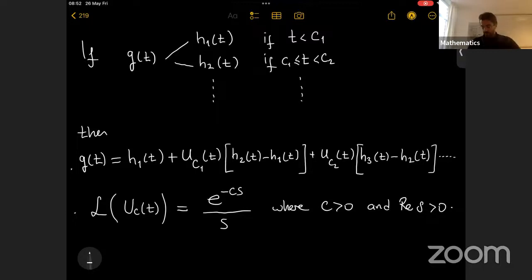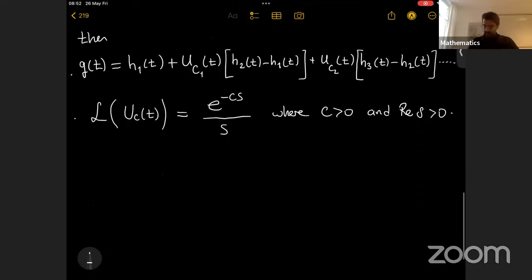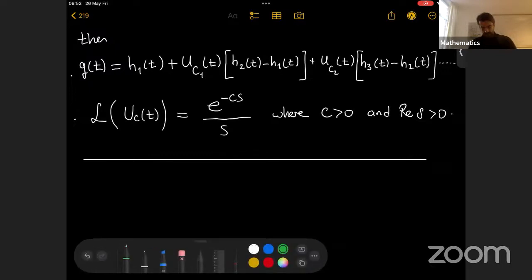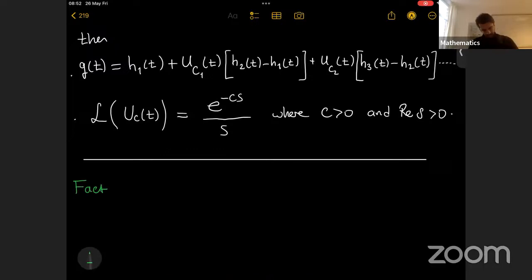Okay, let's do some examples now. Or maybe before the example, this is a new lecture now. Let's also talk about this important fact, which says L of UCT times f of t minus c. It's like a backward shift.